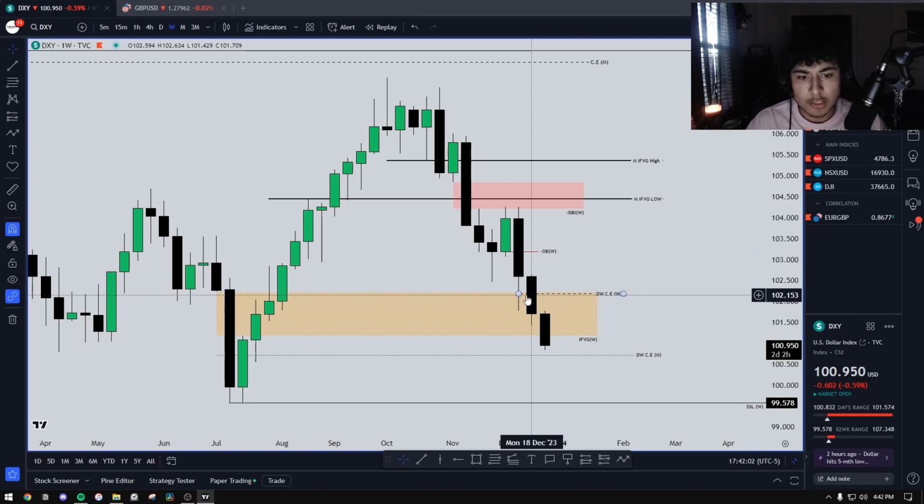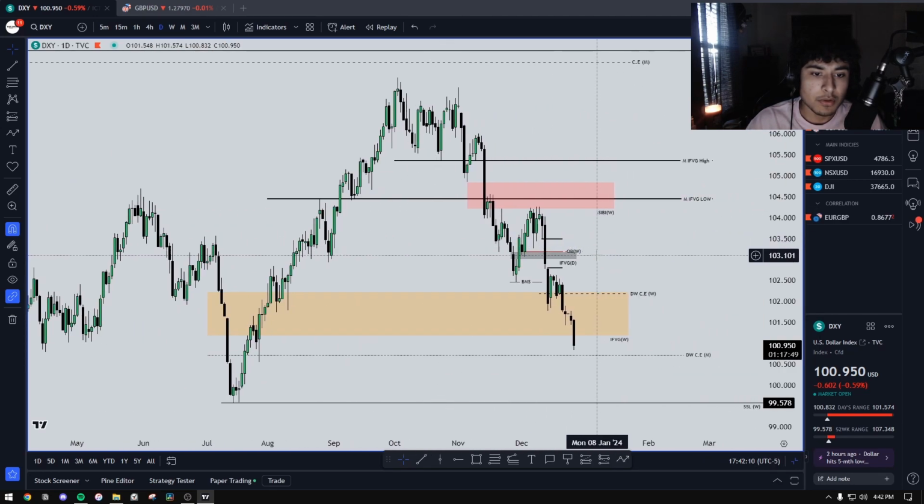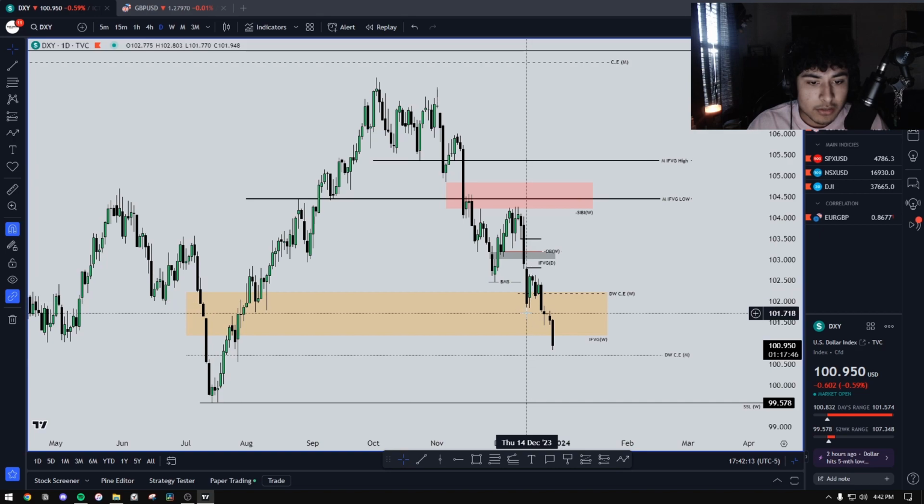And usually wicks are gaps, so I'm not going to drop anything below the 4-hour, in my opinion, because it's kind of pointless dropping below the 4-hour if I'm trying to give you a higher time frame premise. And again, here we have a break of market structure, we have another one right here, and we broke market structure, now we're dropping.